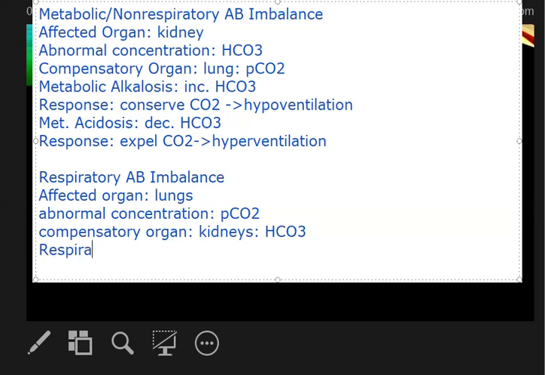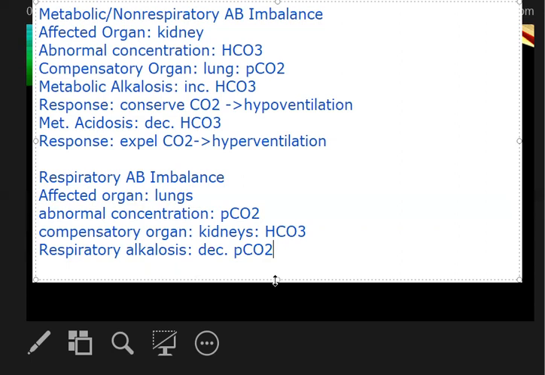First, we have respiratory alkalosis. What is wrong in respiratory alkalosis? Remember that in respiratory alkalosis, there is a decrease in the partial pressure of carbon dioxide.